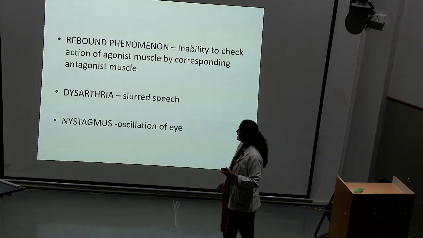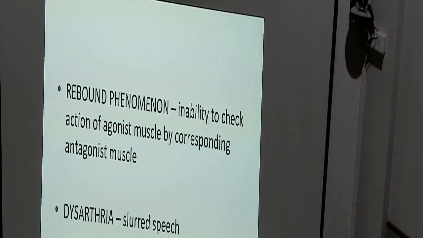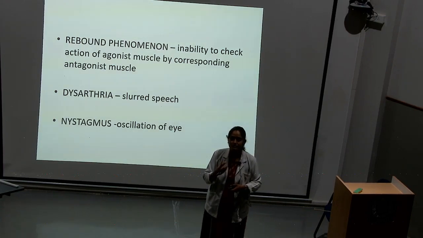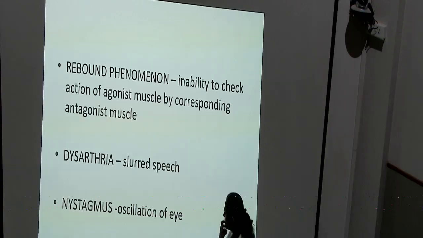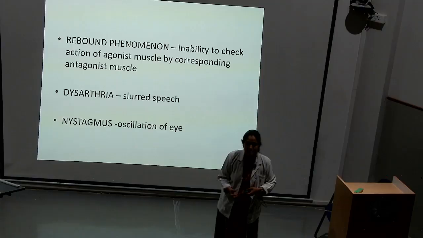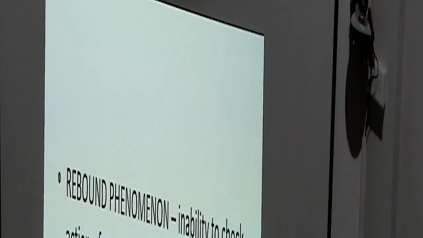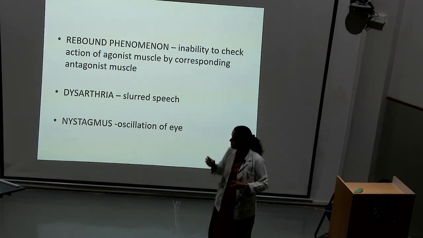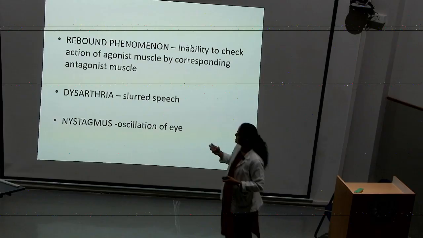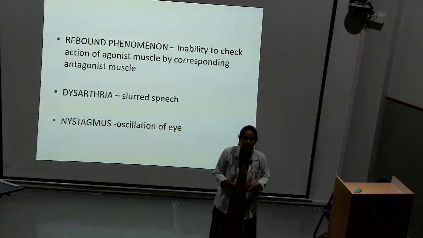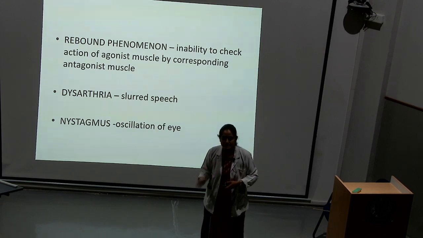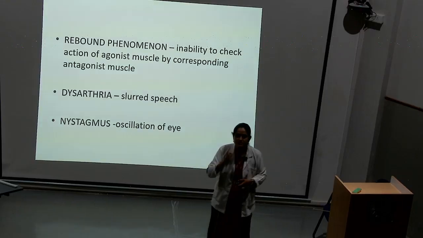And dysarthria occurs because of the inability to coordinate the movements of the muscles of speech. So there is slurred speech present. Nystagmus: inability to coordinate the extraocular muscles results in oscillatory movements of the eyeballs, which are called nystagmus. So sometimes nystagmus, dysarthria and intentional tremors form the triad seen in cerebellar ataxia, which is called Charcot's triad.